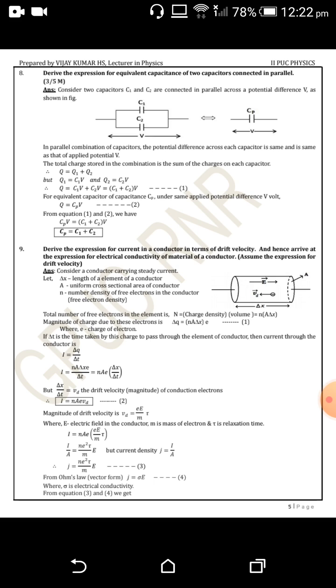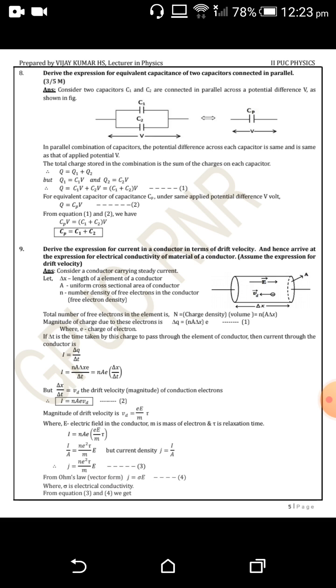Consider a conductor carrying a steady current. Let delta x be the length of the element of the conductor, the distance between the two ends of the conductor. A is the uniform cross-sectional area of the conductor, and N is the number density of free electrons in the conductor.